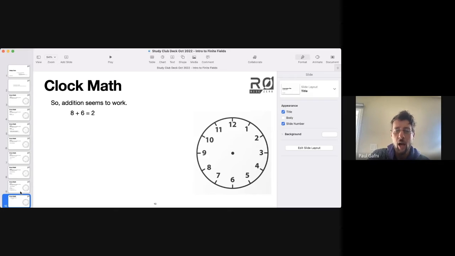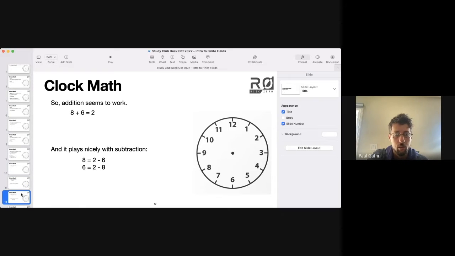Addition works, and it plays nicely with subtraction. What do I mean by that? Looking at this equation on the page, I'd like to be able to subtract 8 from both sides or subtract 6 from both sides. And I can. Looking at the first equation on the bottom here, 2 minus 6: if I start at 2 and count backwards 6, 1, 2, 3, 4, 5, 6, I get to 8. Similarly, if I start at 2 and count backwards 8, 1, 2, 3, 4, 5, 6, 7, 8, I get to 6. So addition and subtraction on the clock work very nicely, as you would hope.